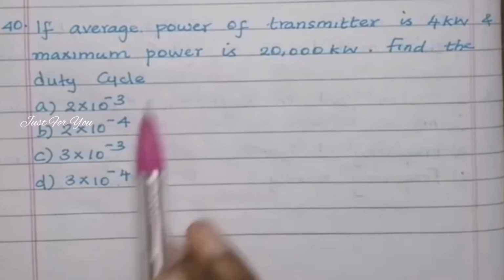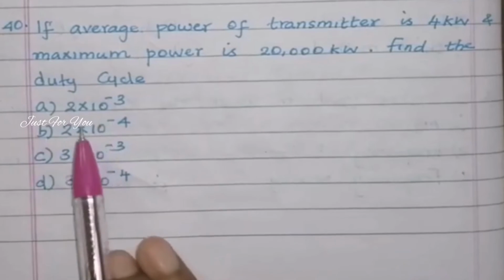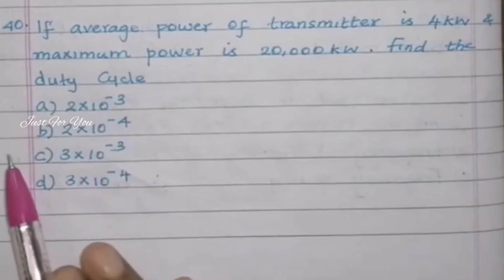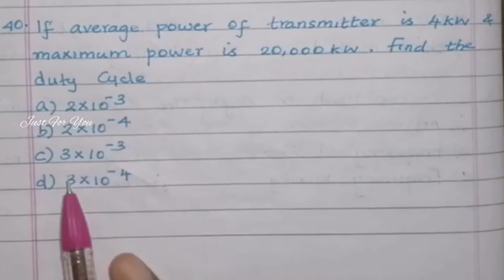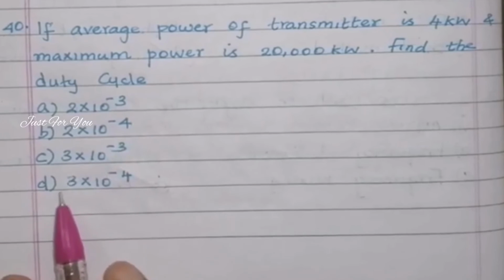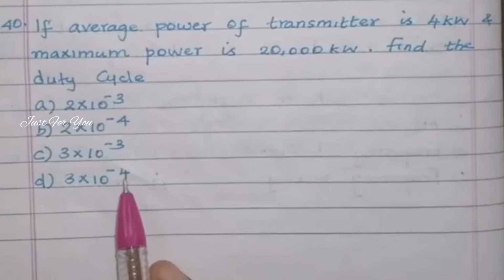Next question is, if average power of transmitter is 4 kilowatts and maximum power is 20,000 kilowatt, find the duty cycle. And 4 options are given. Option A, 2 into 10 power minus 3. Option B, 2 into 10 power minus 4. Option C, 3 into 10 power minus 3. Option D, 3 into 10 power minus 4.